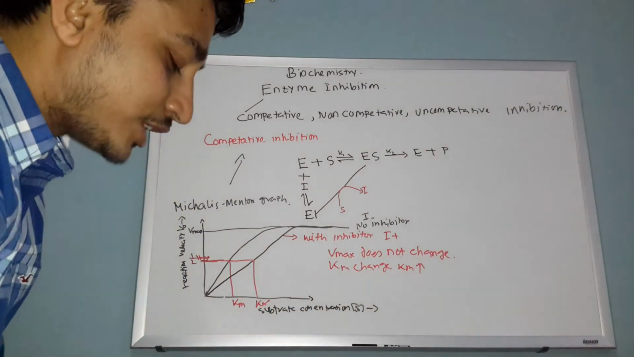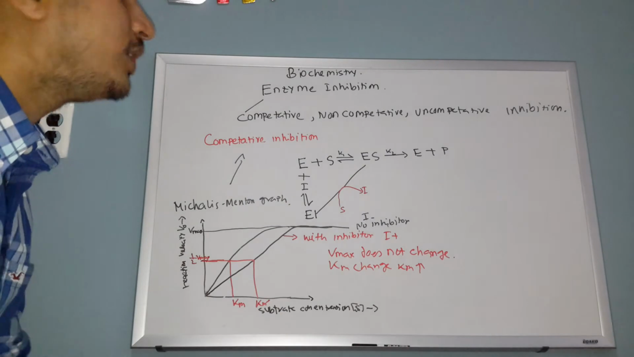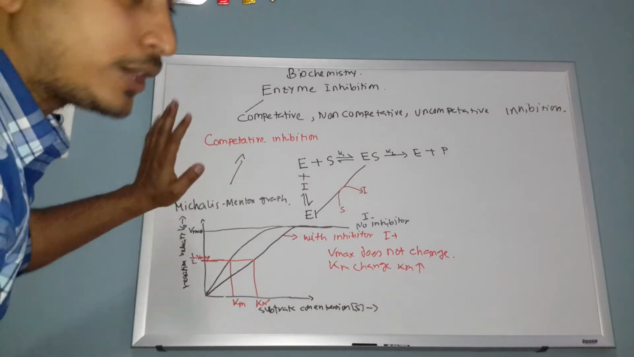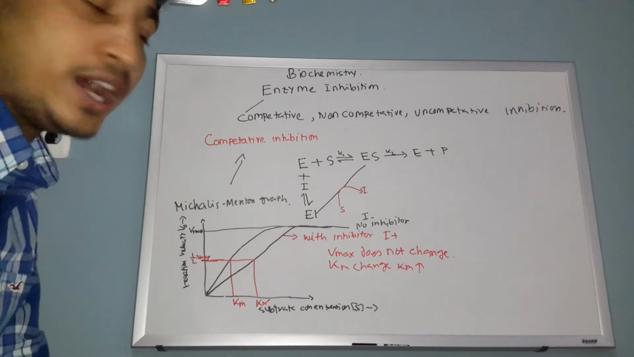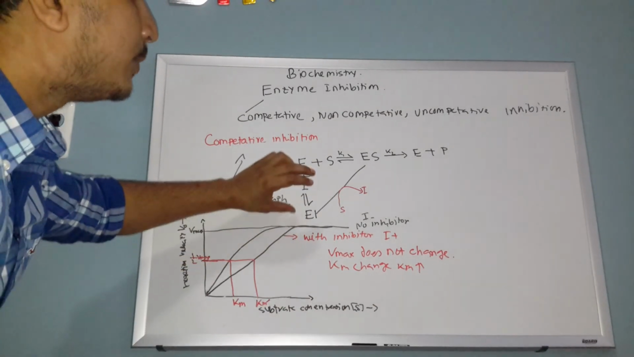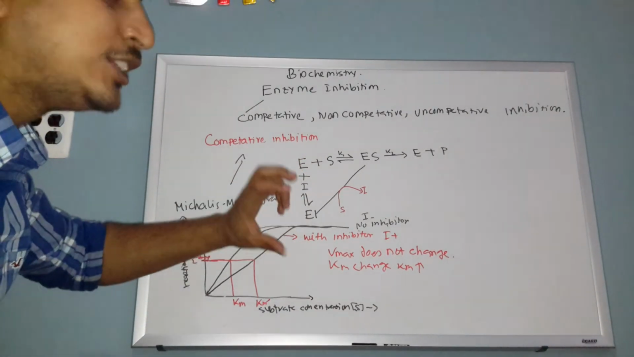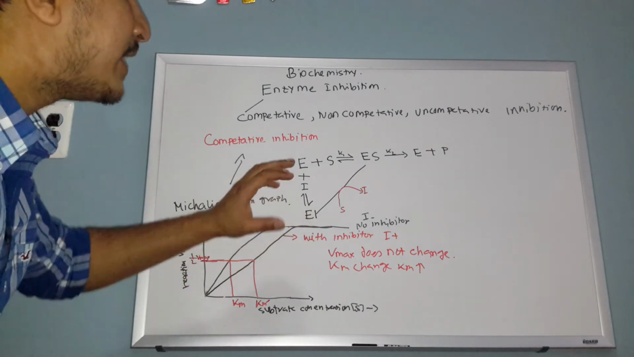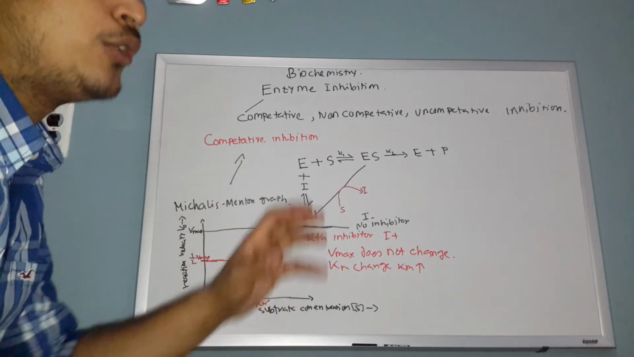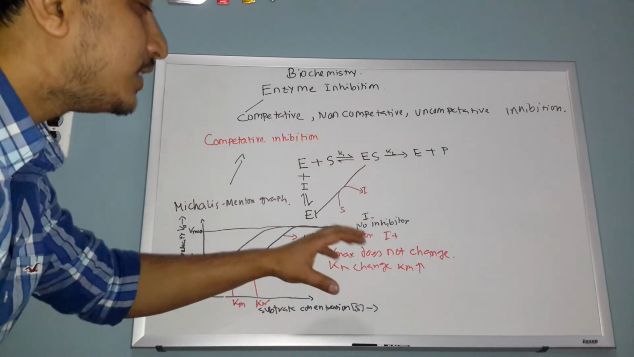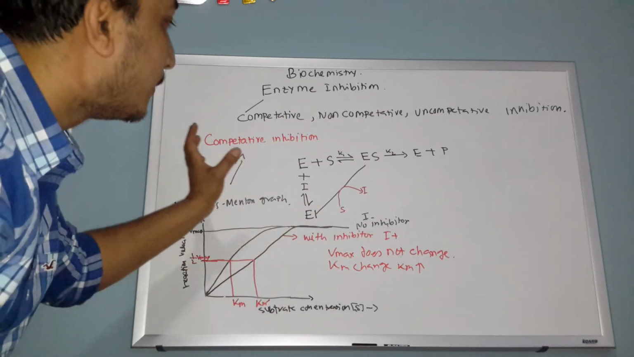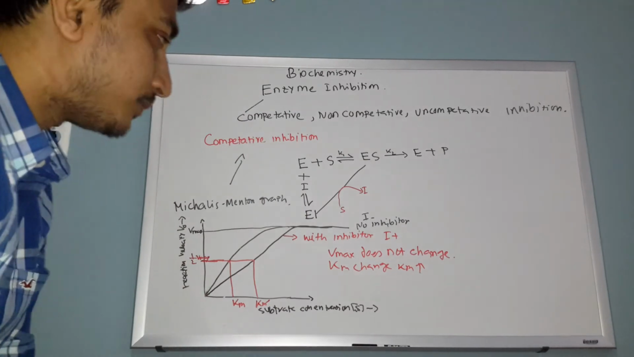But Vmax does not change. This is the main story of the competitive inhibitor. But one thing you have to remember is that you can overcome the competitive inhibitor. Why? Because this is a reversible reaction. When it dissociates, my enzyme becomes how it was originally, and then if you add the substrate again, you can overcome the competitive inhibitor.